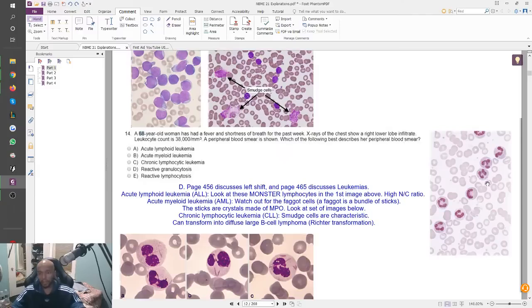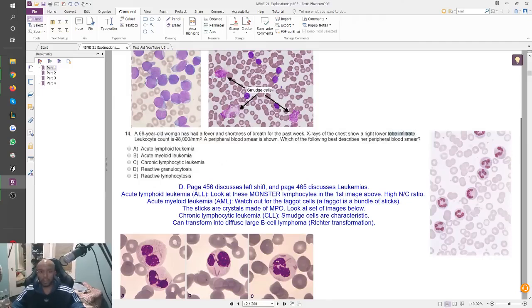So now, could she have some kind of cancer, or is she just reacting to some kind of infection? Now you know she has an infection. They told you that, right? Because x-ray of the chest shows right lower lobe infiltrate. So she has some kind of infection.